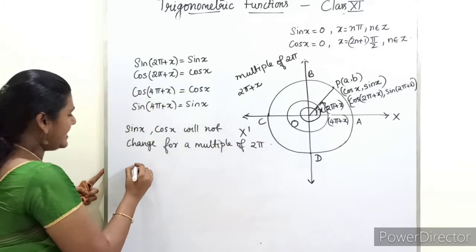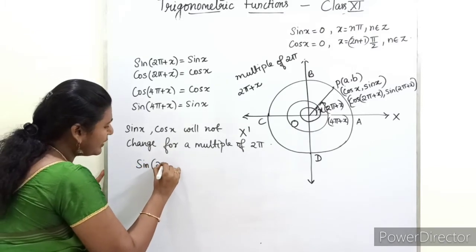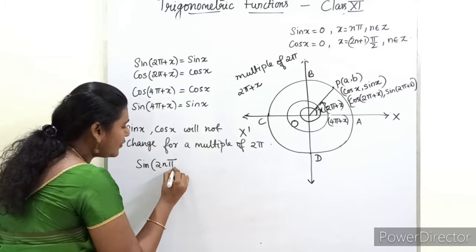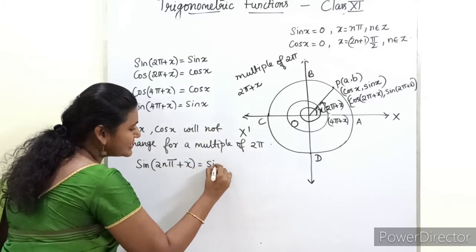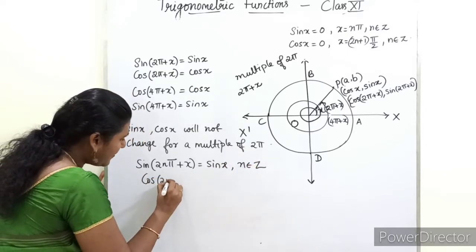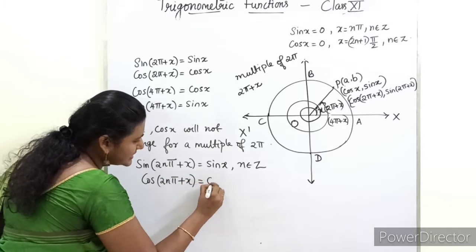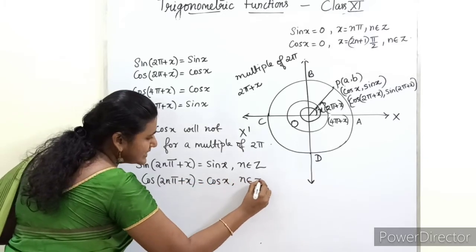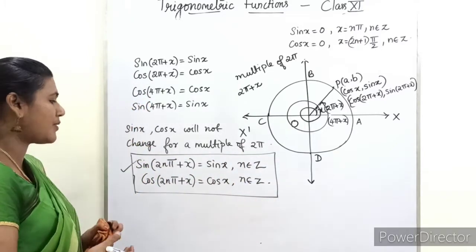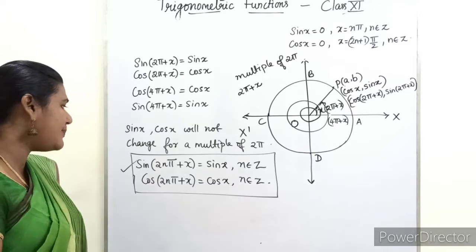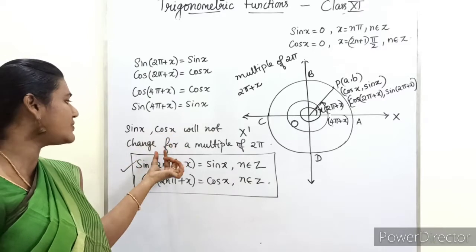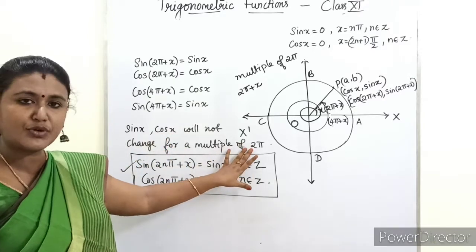Okay, so we can write, for all multiples of 2 pi, the value will not change. So sin 2n pi plus x is equal to sin x for n belongs to Z, and cos 2n pi plus x is equal to cos x where n belongs to Z. So these two important properties we will get from this. If the angle is a multiple of 2 pi, then the sin and cos values will not change.